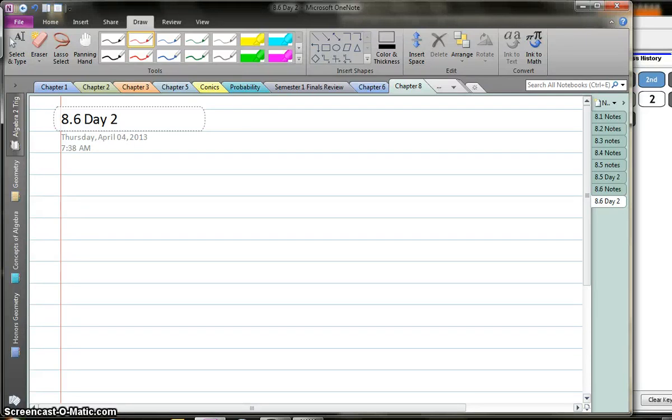All right, welcome. Now this is 8.6, day 2 notes. And we're going to start by reviewing something that we learned in 8.4 a few days ago. So let's have log base b of y is equal to x. Now we know this translates to b to the x power is equal to y.